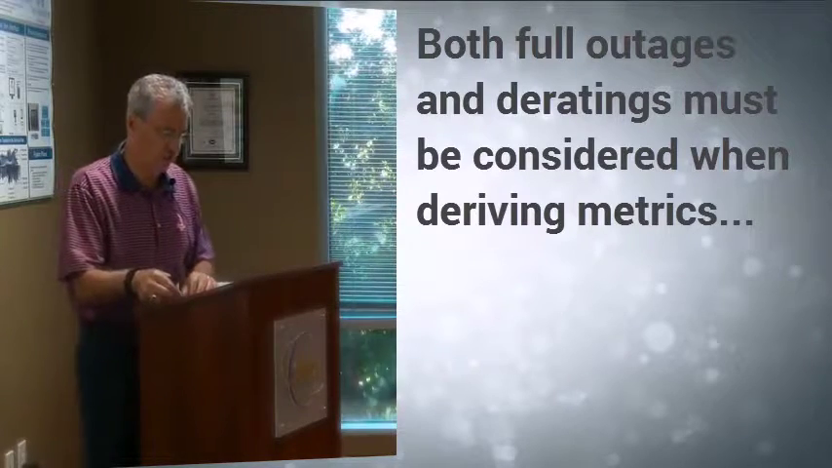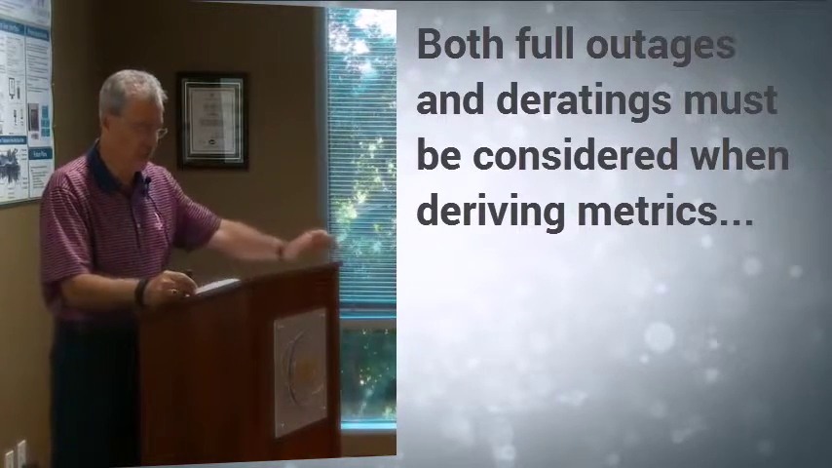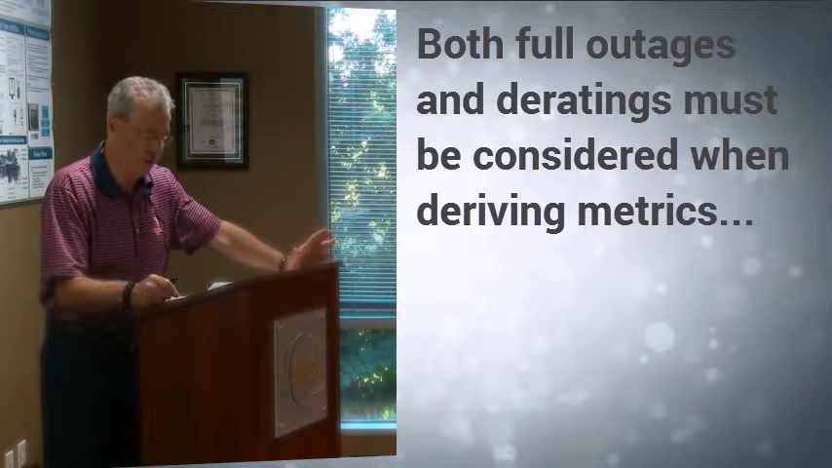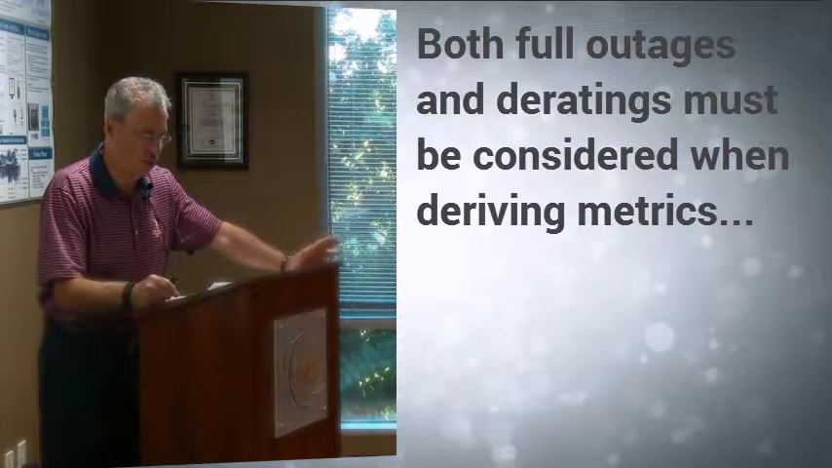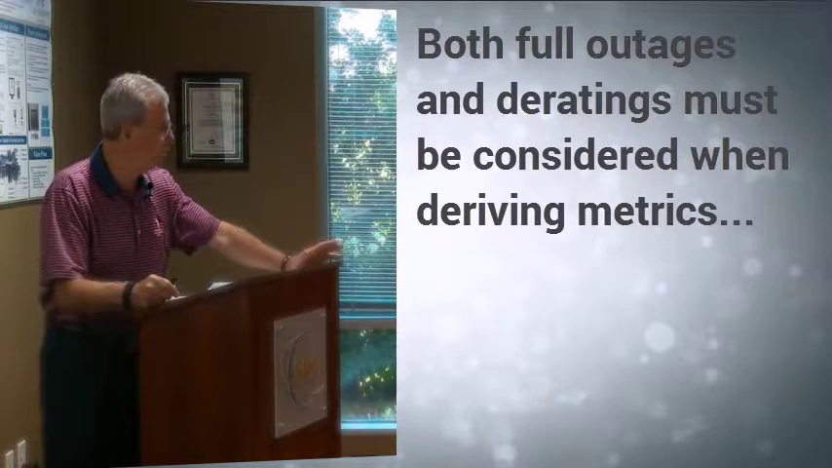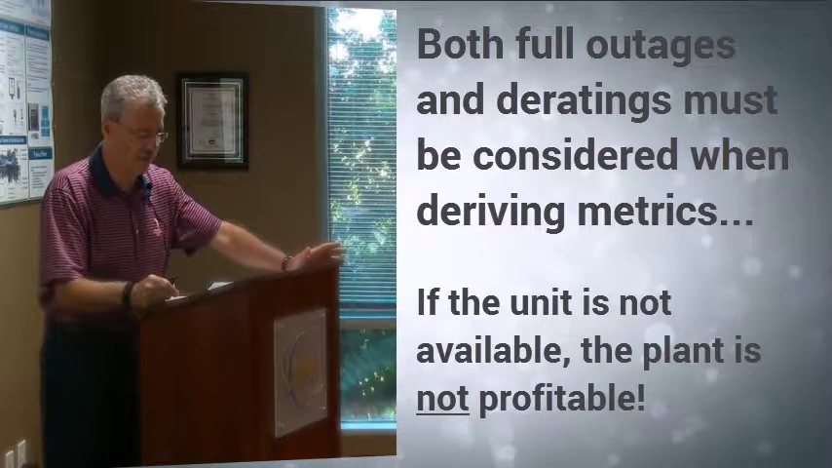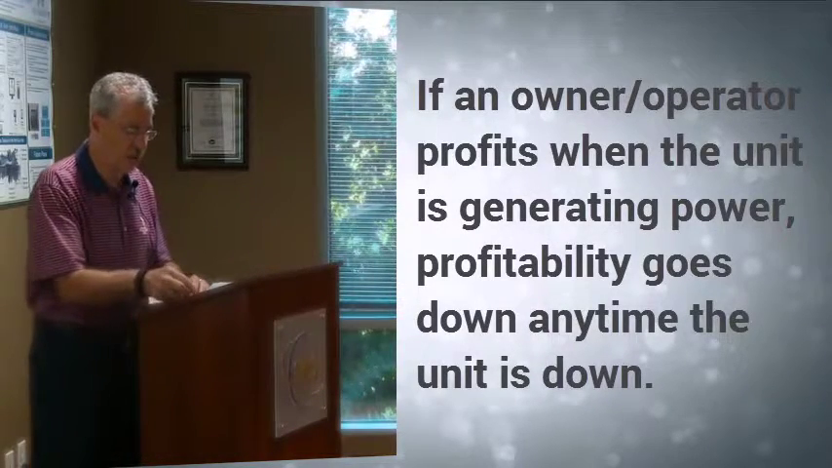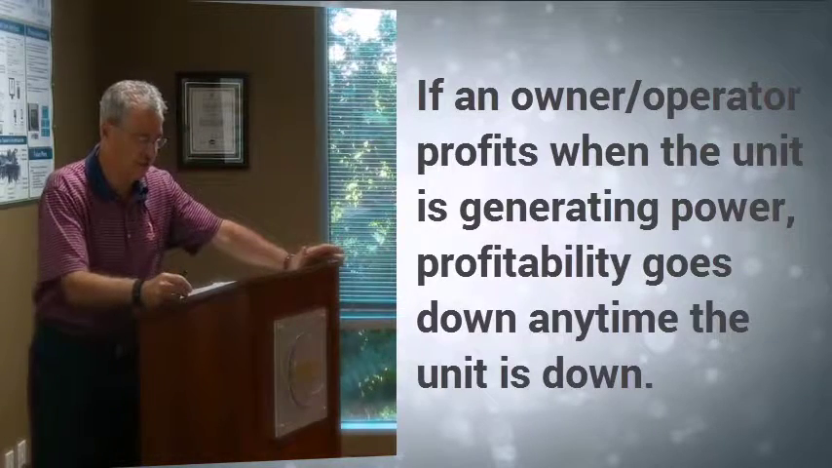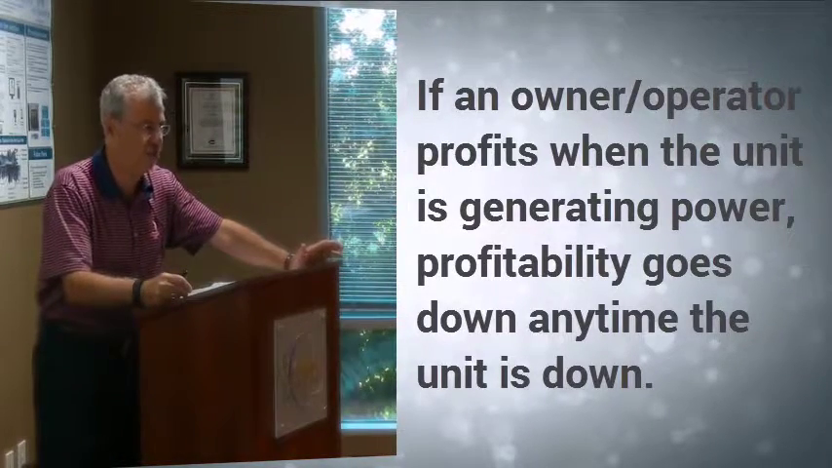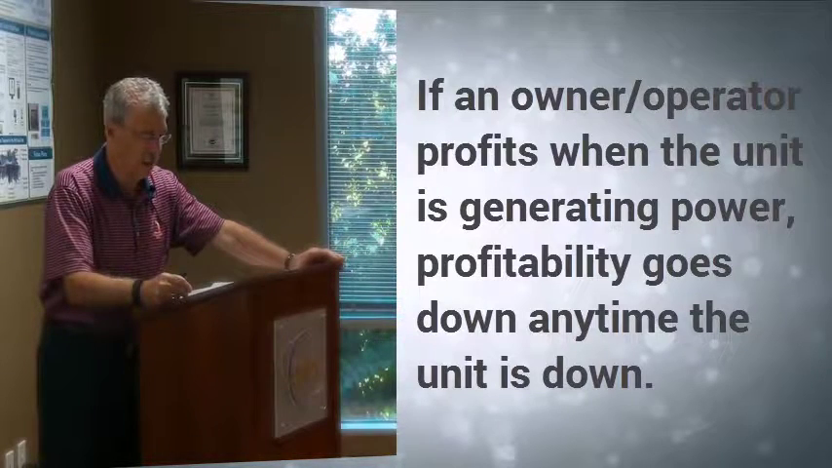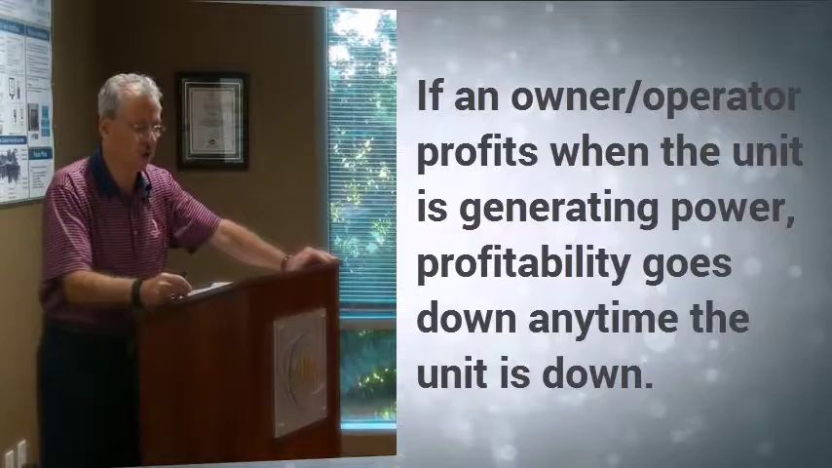The standard goes further and says that both full outages and deratings must be considered when deriving the metrics, because a derating or a forced outage represents a period of lost or reduced productivity, lost or reduced generation. And guess what? It's assumed that lost generation is a bad thing. If the unit is not available, the plant is not profitable, it doesn't make money. If an owner-operator makes profit when the unit is generating and producing power, any time that the unit is out of service or can't make full power because of a mechanical issue, like a crack in a nozzle or a vane, that is the basis for a derating. Profitability goes down, money is being lost.